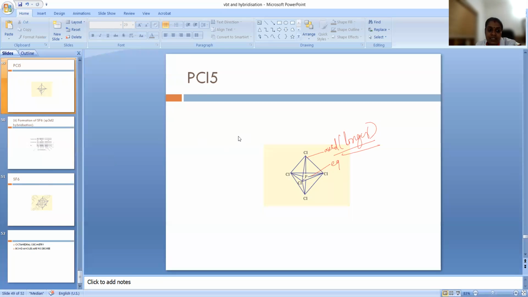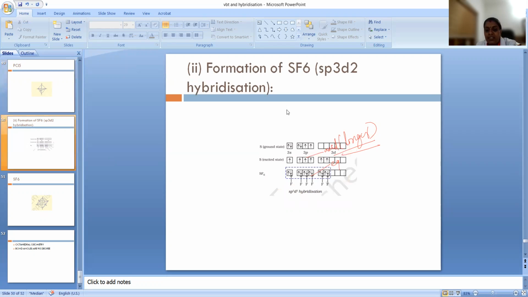Now the next one is SF6. SF6 has sp3d2 hybridization. That means 6 orbitals are needed. SF6 means 6 bonds, so 6 hybridized orbitals. So we need sp3d2. sp3 means 4 orbitals, and 2 d orbitals we are using. So as a total, 6 atomic orbitals and 6 hybridized orbitals we will be getting.